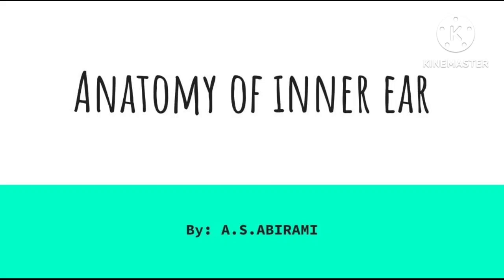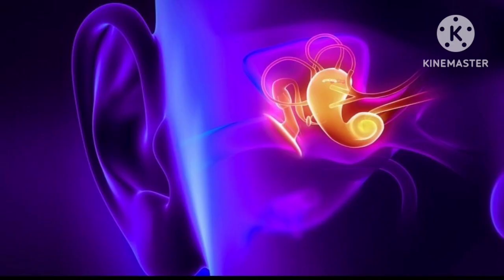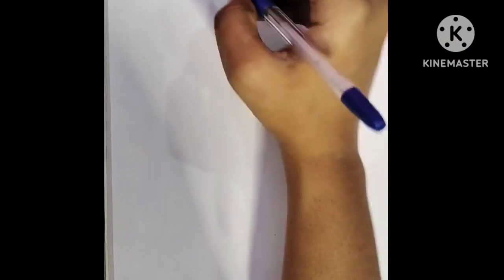Hello friends. Today we are going to learn about the anatomy of the inner ear. Did you know that the inner ear is made up of 3 labyrinths? Let's learn about this in detail in this video. I am going to be drawing 3 diagrams and I'll tell you the relationship between these 3 diagrams in the end. First, let me draw the inner ear diagram for you.